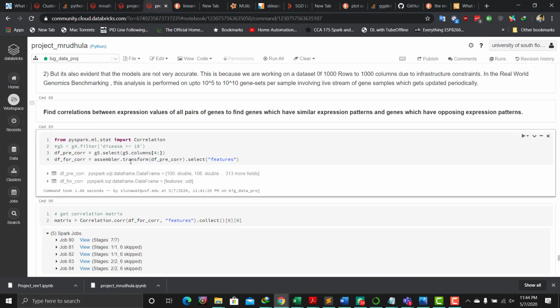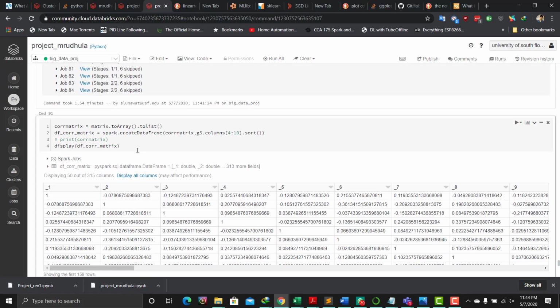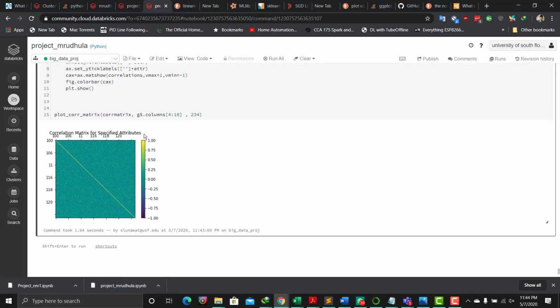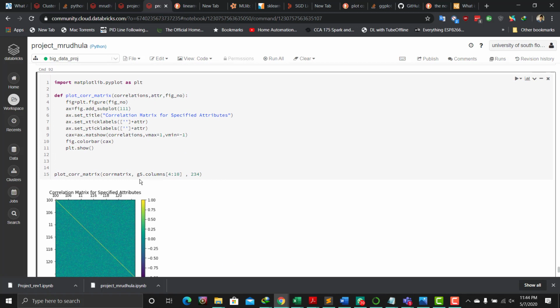Next, we decided to find the correlation between the expression values of all the genes and identify the genes which have similar expression patterns and the ones which have opposite expression patterns. To do that, we plotted the correlation between all of the genes, and this is the correlation matrix which we got. As you can see, the number of columns in our data is close to 1,000.